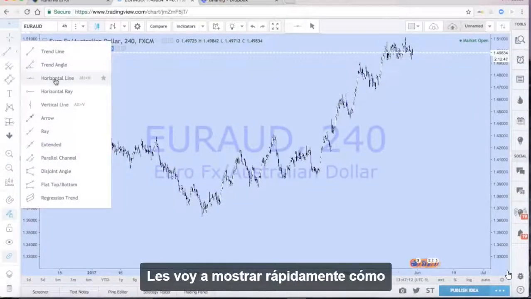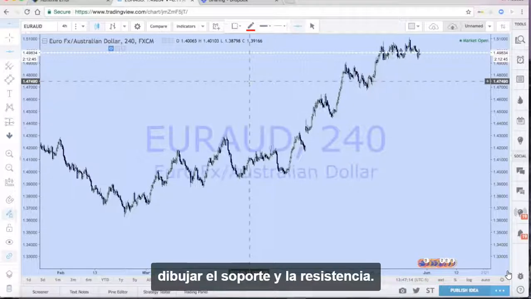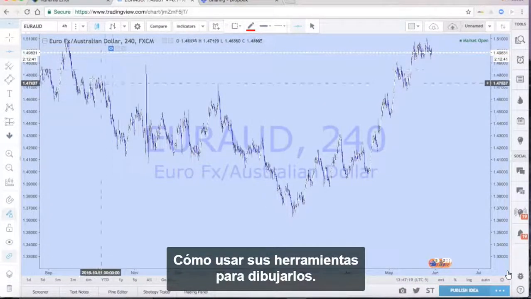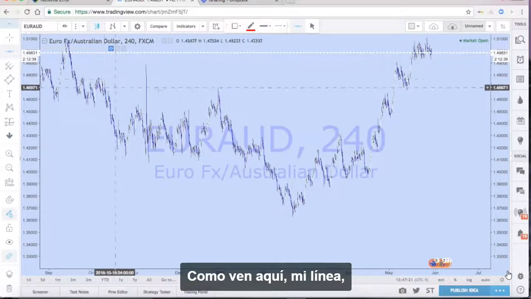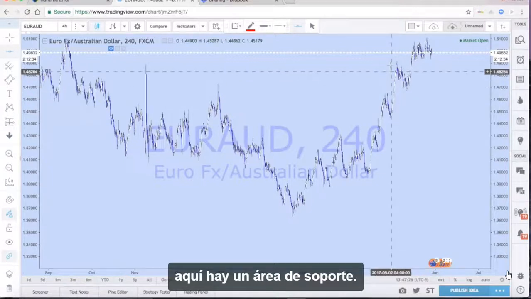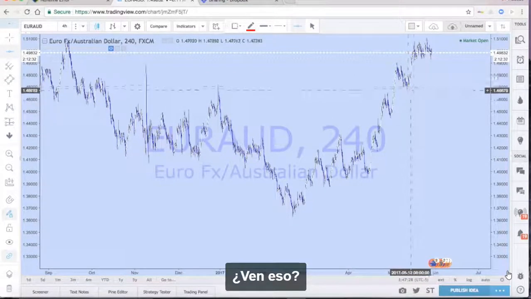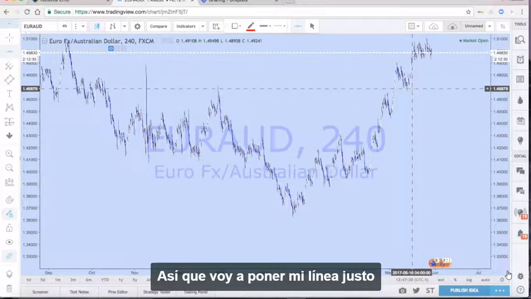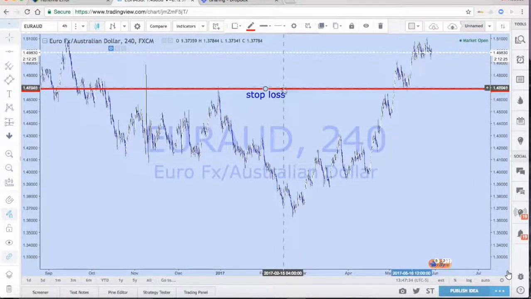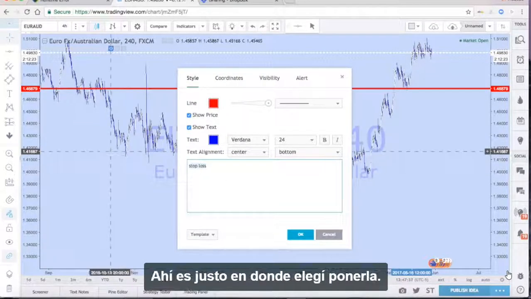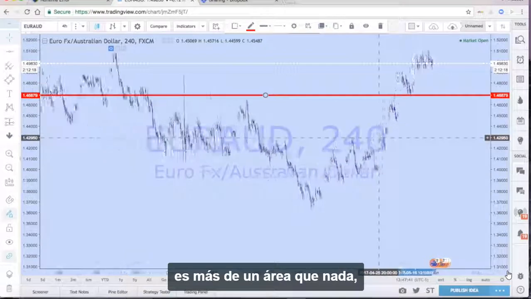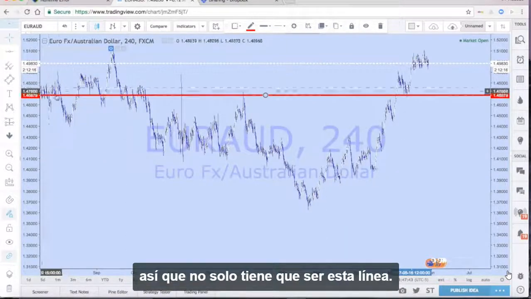I'm going to show you real quick how to draw support and resistance, okay? Or not draw, but how to use your tools to draw them. So you see here, my line, I got these little crosshairs. I can see right now as I'm looking, here is an area of support. See that? So I'm going to go ahead and put my line right about here, somewhere around there. And that's just where I chose to put it. Remember, I also did tell you guys that it's more of an area than anything. So it doesn't just have to be this line.